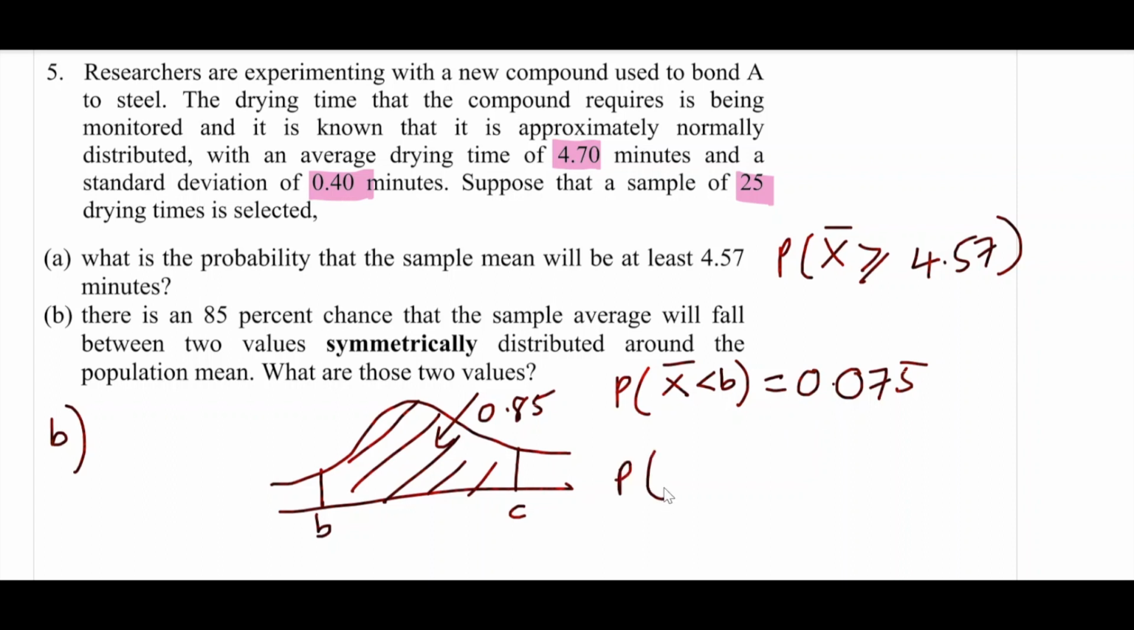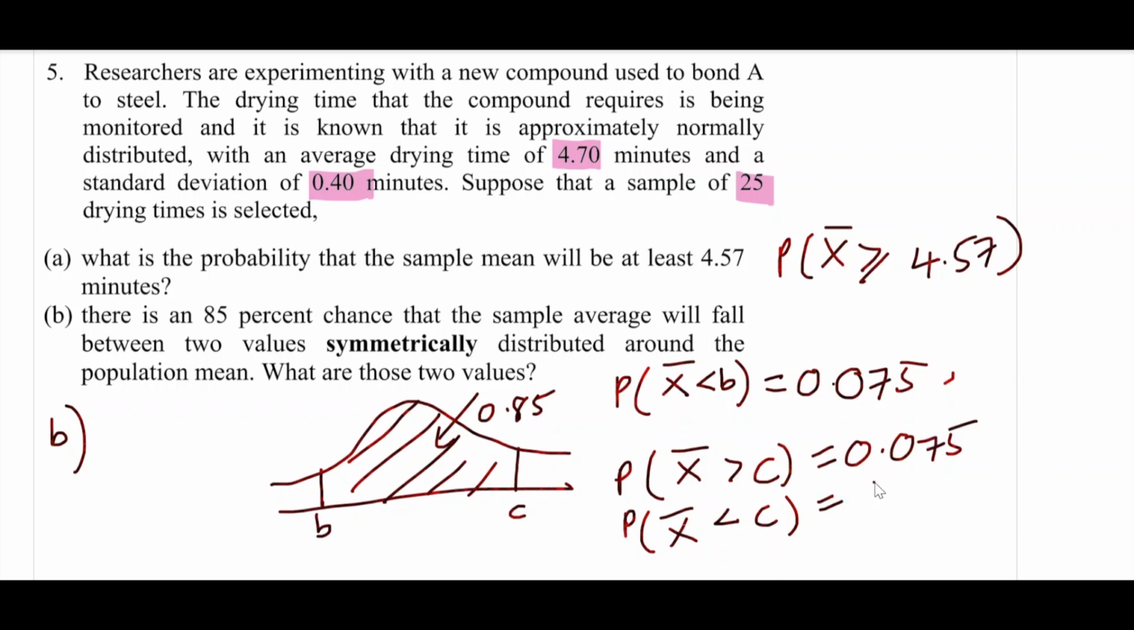And next, x bar greater than C is 0.075 as well. But because you will need to use your statistical table, I would change this to x bar less than C is 1 minus this, which is 0.925. And then you would also solve this using your statistical table.